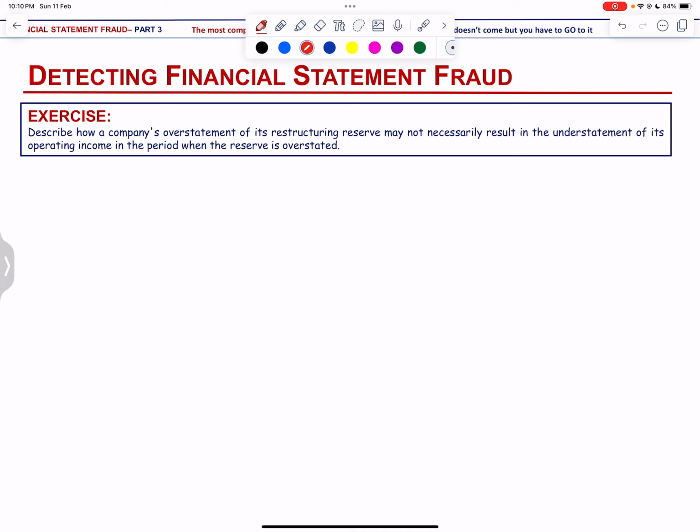Describe how a company's overstatement of its restructuring reserves may not necessarily result in the understatement of its operating income in the period when the reserve is overstated. So, companies often overstate a restructuring reserve to create a cookie jar reserve intended to be reversed into profits in subsequent periods.